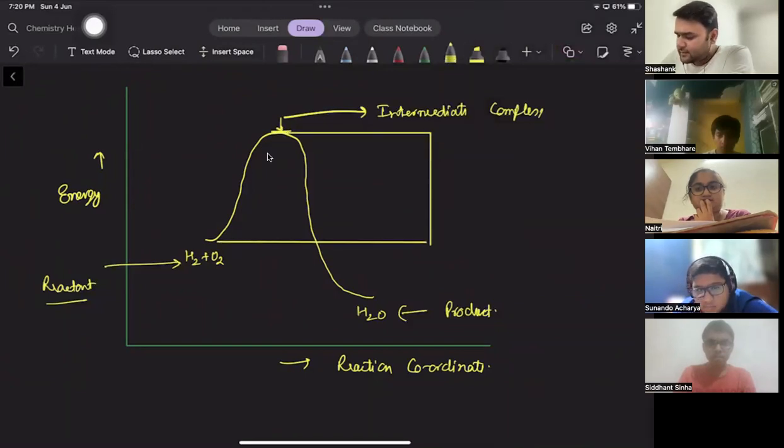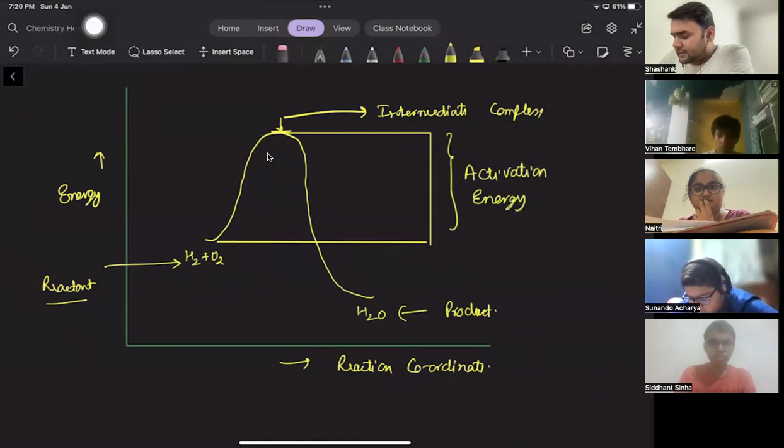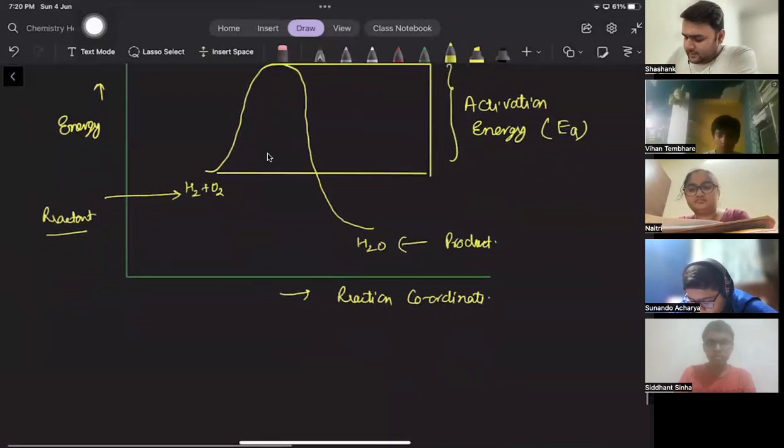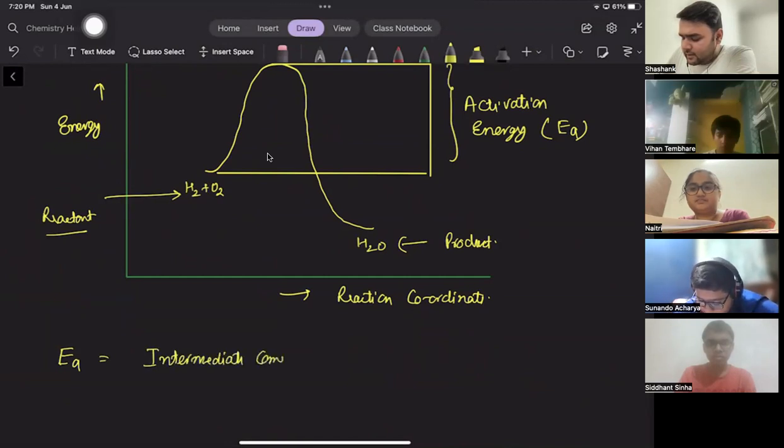All right, do you see the difference? So this difference is called activation energy. And this is defined by a tiny symbol EA, capital E, small a, right? So what is this activation energy? I can say that activation energy is the difference between the intermediate complex minus reactant.